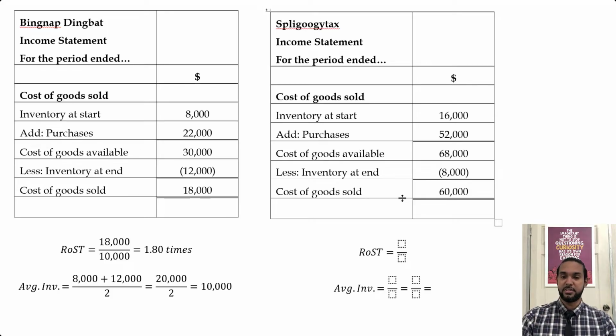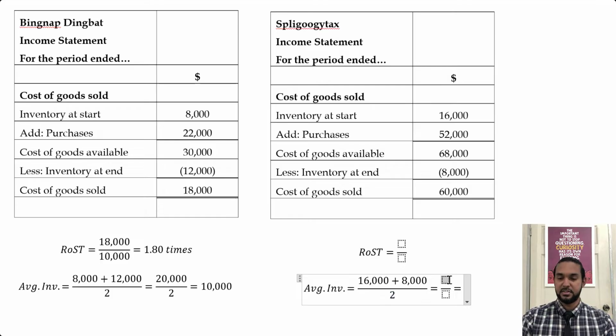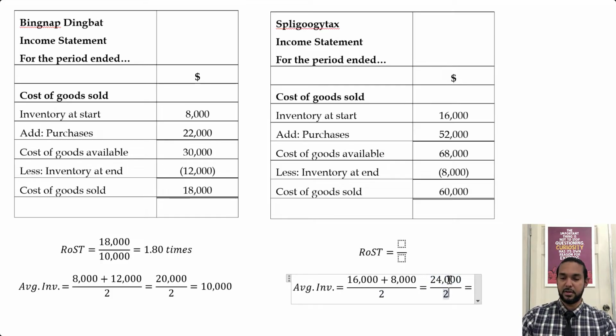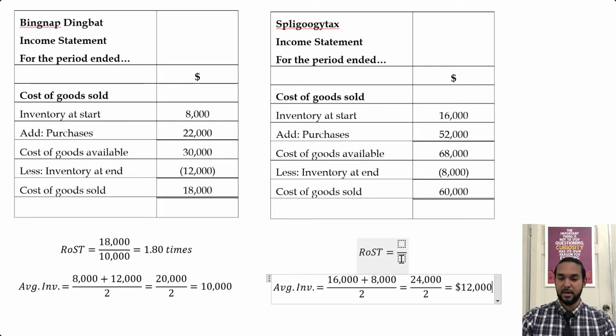Let's take a look. So first things first, let's calculate average inventory. So I'm seeing inventory at start is 16, inventory at end is 8. So we're going to put the 16,000 plus the 8,000. Whoops, forgot my comma. And we're going to divide by 2. So 16 and 8 is 24,000, and divide by 2, that's going to give us $12,000 worth of average inventory, right?